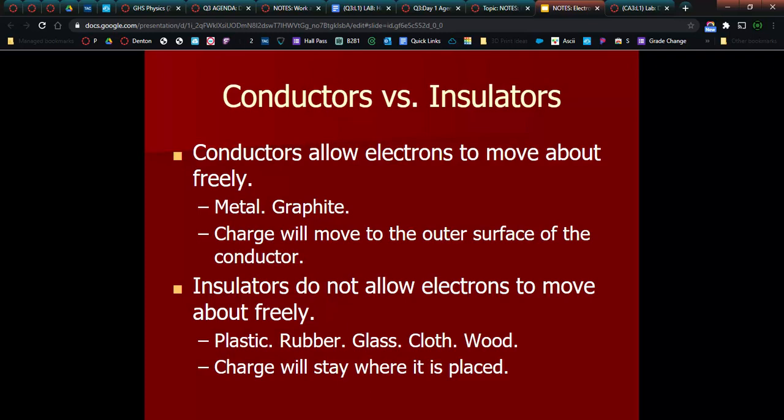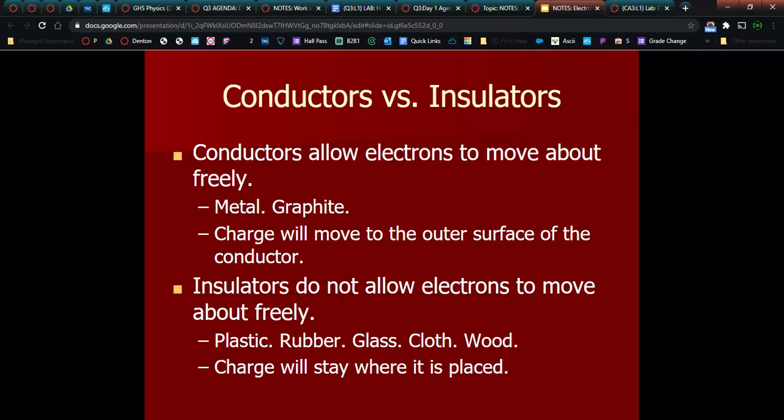Conductors versus insulators, you should know this basically. Conductors allow electrons to freely move, insulators don't. So I'll give you examples of conductors and insulators. The key for your problems really is that if you have a conductor and you put charge on a conductor, it will automatically move to the entire surface of that conductor and distribute itself so it's completely evenly spaced in terms of its voltage.